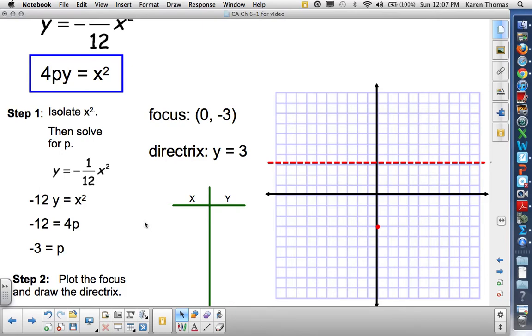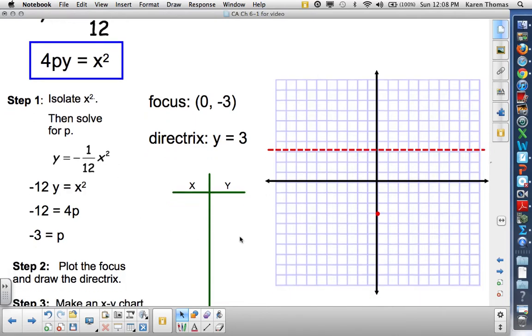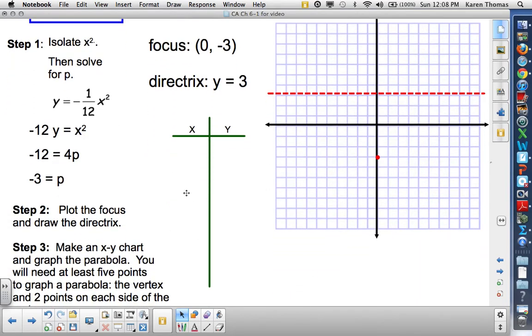Next, I need to make an XY chart. Instead of using my original equation, I'm going to use my y equals negative 1/12 x squared. I can put that in my graphing calculator, look at my table, and come up with an XY chart. Remember, you need to graph the vertex and 2 points on each side. So the points I chose to use were the following.